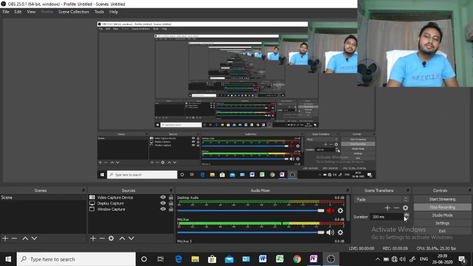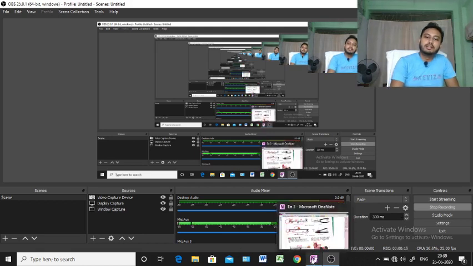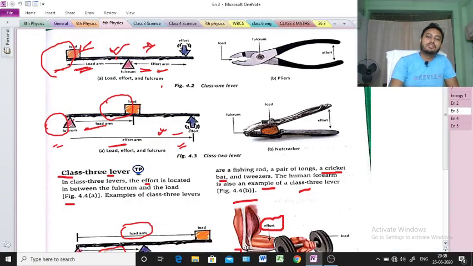In this particular video, I am going to discuss the next part of the chapter on energy. You can see that in the previous video, I already discussed the class 1 lever, class 2 lever and class 3 lever. I hope you know. Now, in this part, we will discuss mechanical advantage of class 1 lever, class 2 lever and class 3 lever. Clear?